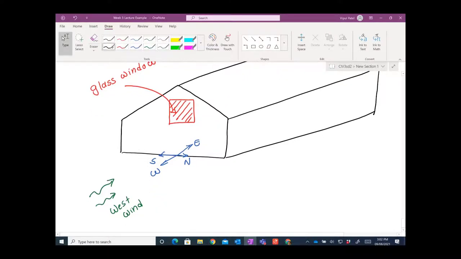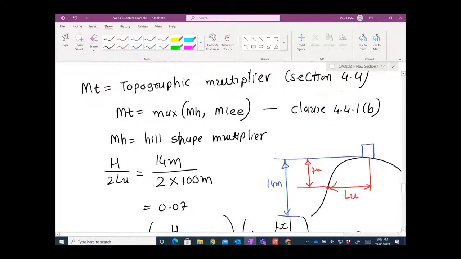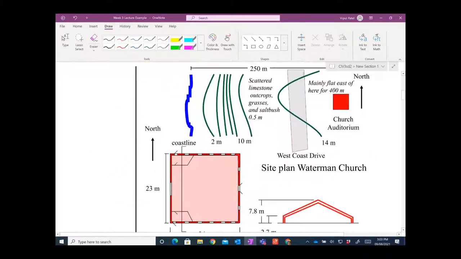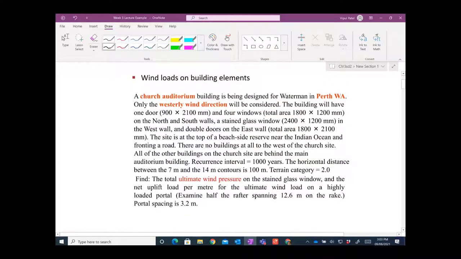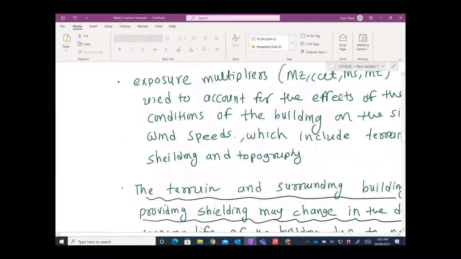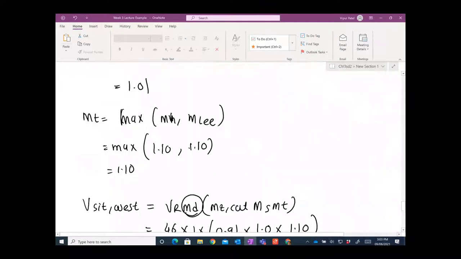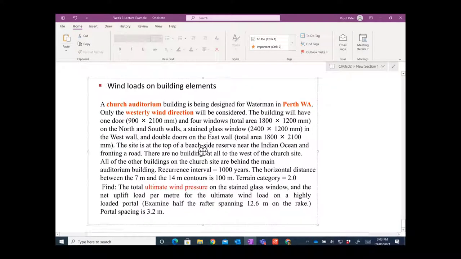Now, from the question, we have 23 meters here, I can show it to you in the example, and this side is 24 meters. Let me go back to the example where we have those details. 23 meters. Let me copy this one and paste it here so we know what we are talking about, because going up and down all the way is tedious.